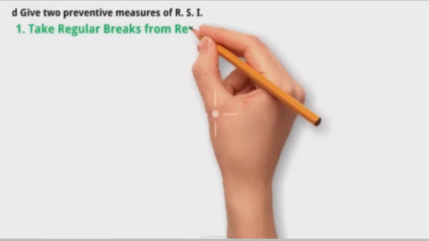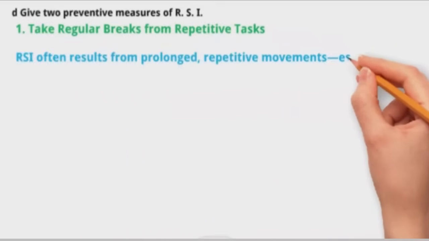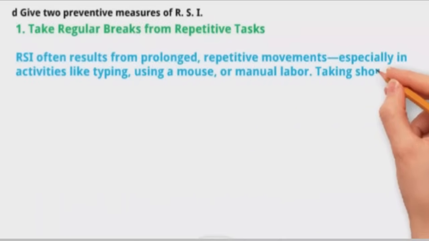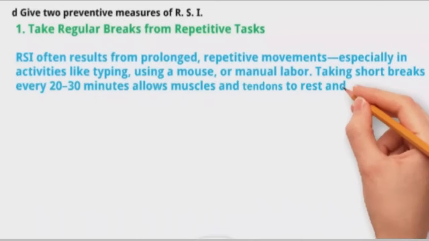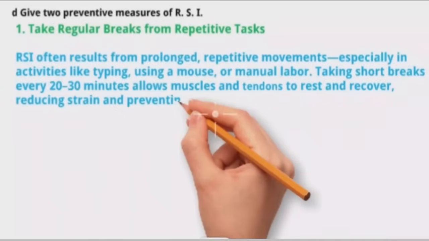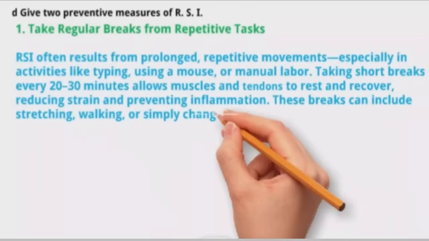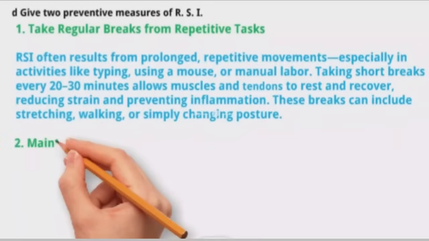1. Take regular breaks from repetitive tasks. RSI often results from prolonged, repetitive movements, especially in activities like typing, using a mouse, or manual labor. Taking short breaks every 20 to 30 minutes allows muscles and tendons to rest and recover, reducing strain and preventing inflammation. These breaks can include stretching, walking, or simply changing posture.